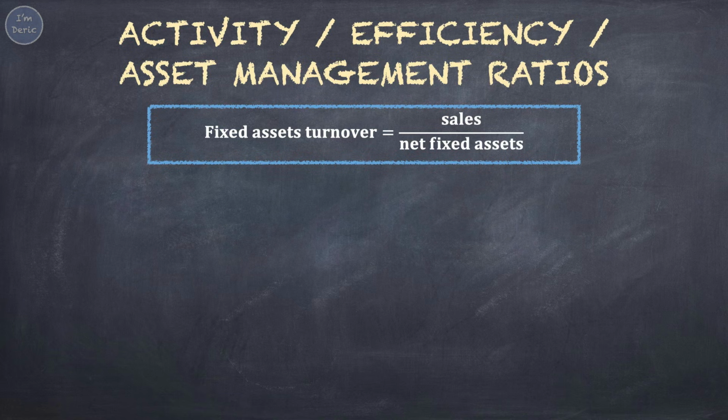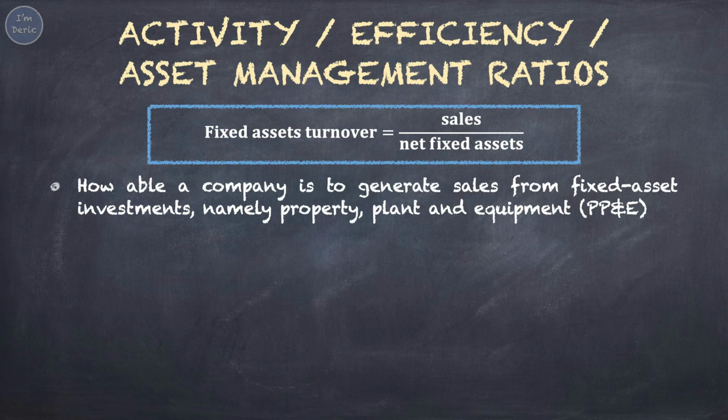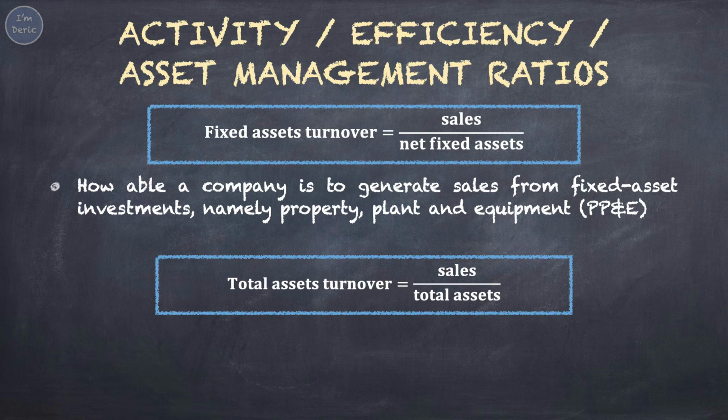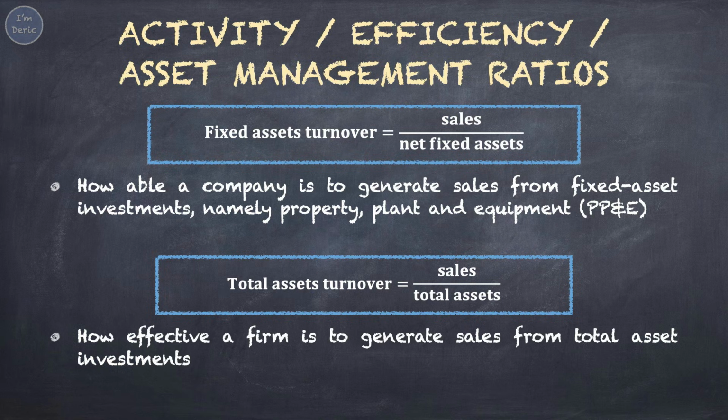It is calculated by taking sales over net fixed assets. Fixed assets turnover shows how able a company is to generate sales from fixed asset investments, namely property, plant, and equipment. A higher asset turnover ratio indicates that a company has more effectively utilized fixed asset investments to generate revenue. Another similar ratio is total assets turnover. It is calculated by taking sales over total assets. It shows how effective a firm is to generate sales from total asset investments. These ratios can vary widely from one industry to another.